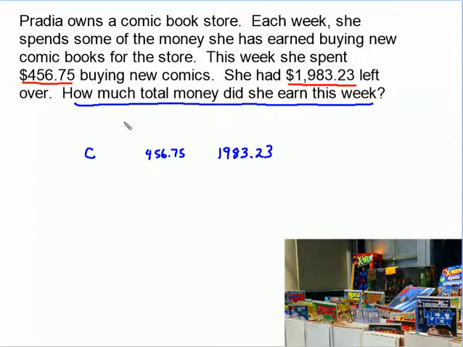She had some amount of money. She spent that, so she's going to be subtracting that, and she had this left over, and that will be our equation. So let's solve it. We have to get C all by itself, so we'll use our inverse operation. Addition is the inverse of subtraction. We're going to add 456.75 to itself. That's going to cancel that out and leave us with C on this side.